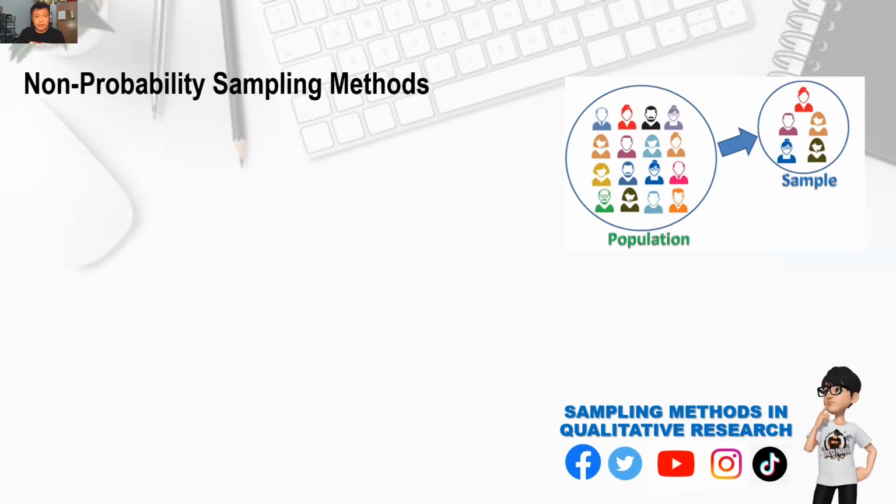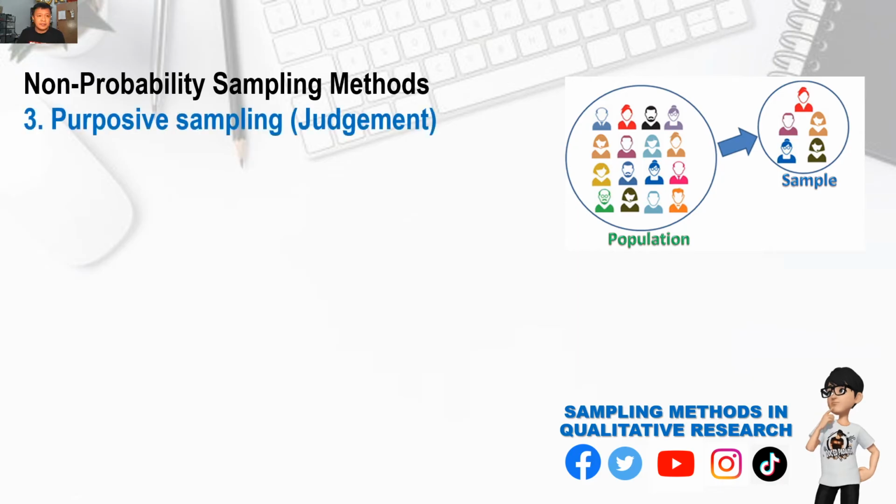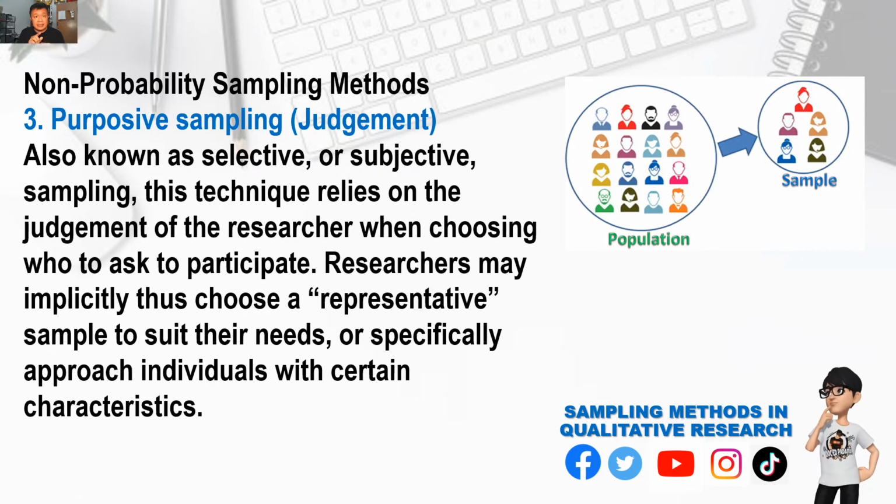The next type of non-probability sampling method is what we call the purposive sampling or judgment sampling. So this is defined as selective or subjective sampling. This technique relies on the judgment of the researcher. Yung nag-gather ng data, yung nagsusulat ng researcher, yung interviewer, sila ang magde-decide kung sino yung magiging respondents ng kanilang study. When choosing who to ask to participate, researchers may implicitly thus choose a representative sample to suit their needs or specifically approach individuals with certain characteristics.